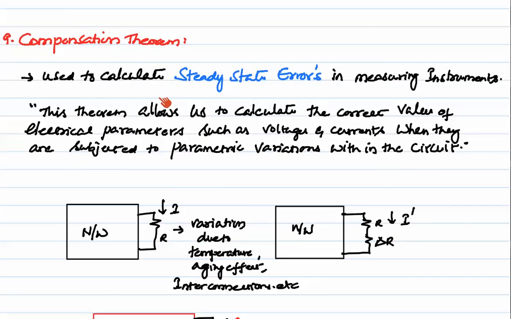Next, the compensation theorem. The compensation theorem is useful to calculate the steady state errors in measuring instruments, analog instruments. This theorem allows us to calculate the correct values of electrical parameters such as voltage and current when they are subjected to parametric variations within the circuit. The parametric variations are due to temperature, aging effects, or interconnection of some other components.